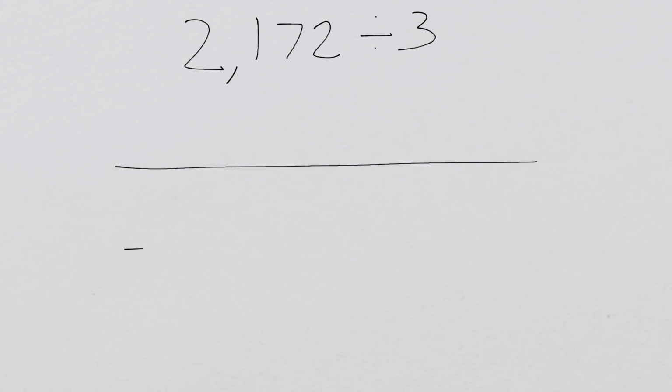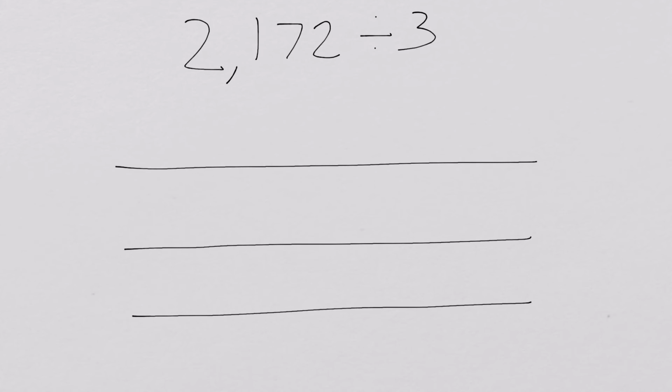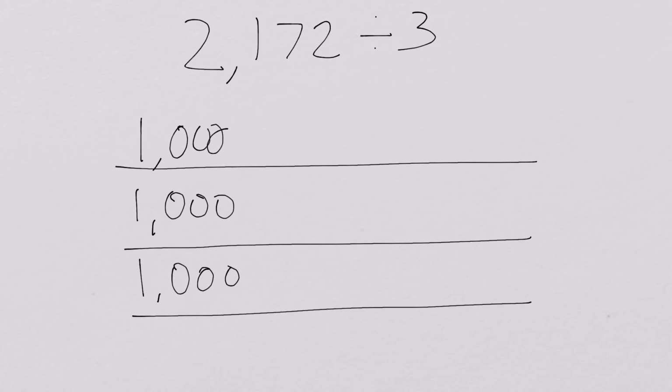So let me give myself my 3 rows. And we'll start off with the thousands. I have 2,000. And I want to divide it into 3 groups. Well, if I try giving each group 1,000, what issue have I run into? Think about last time. What happened when I tried using a number that was too big? Well, it doesn't work. I've used 1, 2, 3,000. I don't have 3,000. I have 2,000, so I can't use 1,000s.